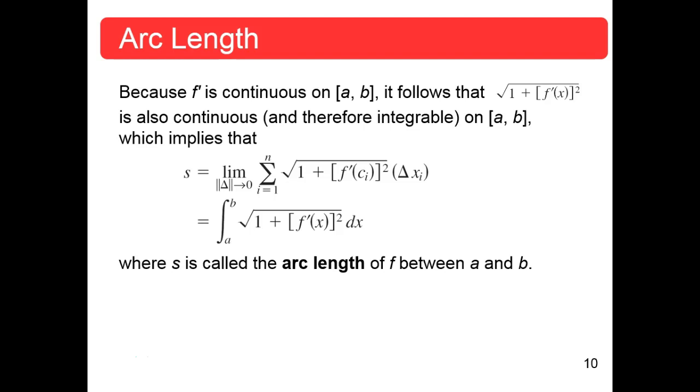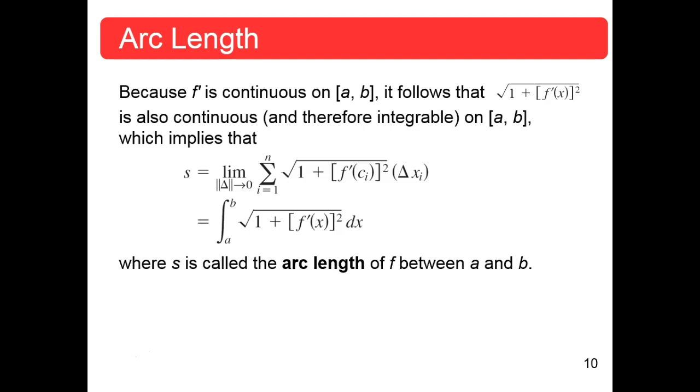I don't want to say how we're going to integrate the square root of 1 plus something squared, but theoretically it should be integrable on a to b. This then implies that this limit, as the norm goes to 0 and n goes to infinity, becomes your integral from a to b of the square root of 1 plus f prime squared dx, where s is the arc length of L between a and b. Strange little formula here, but it works.